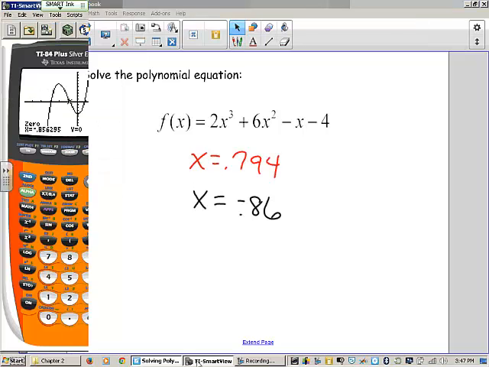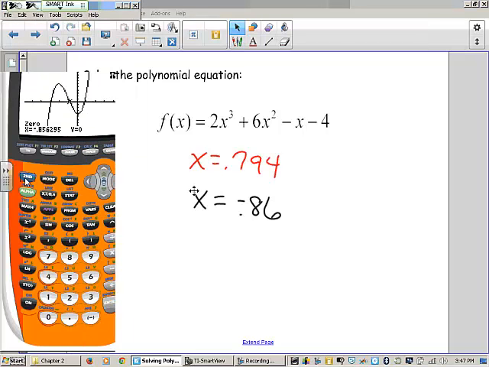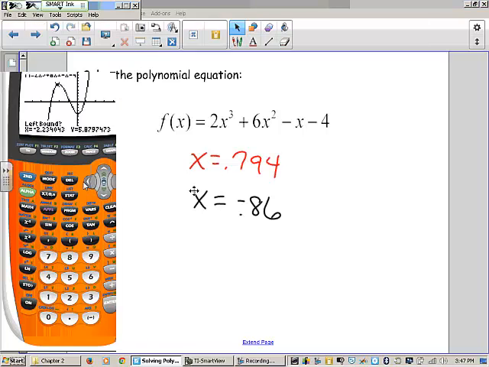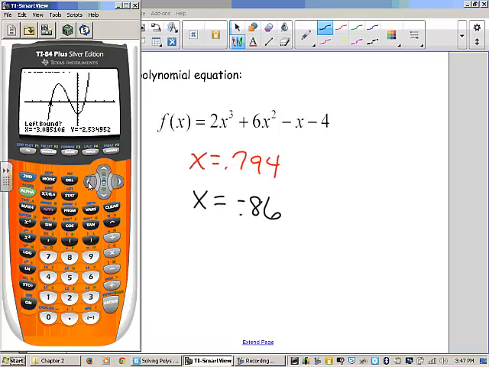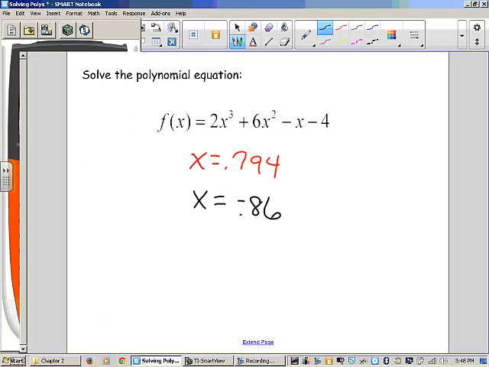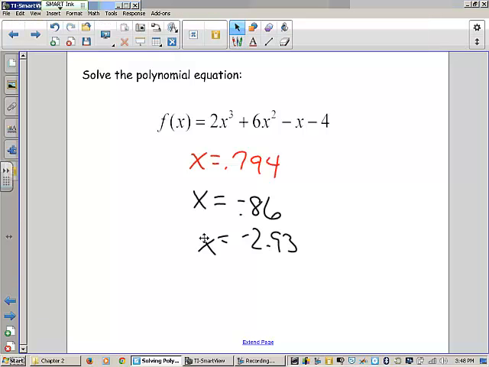And then I want to find the last zero. So second calculate, find the zero. And I scroll over here, click on the left. Press enter. Over there, press enter. Press enter. And then the final zero is x equals negative 2.93. So there's a way you can use your graphing calculator to help you find zeros if a function is non-factorable.